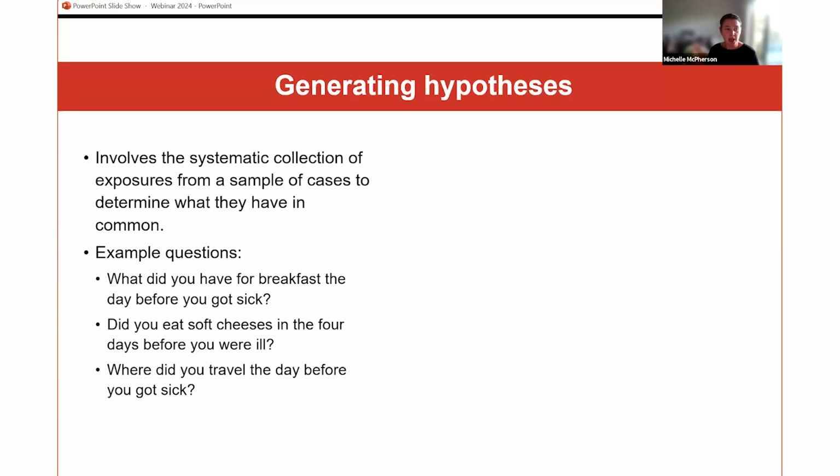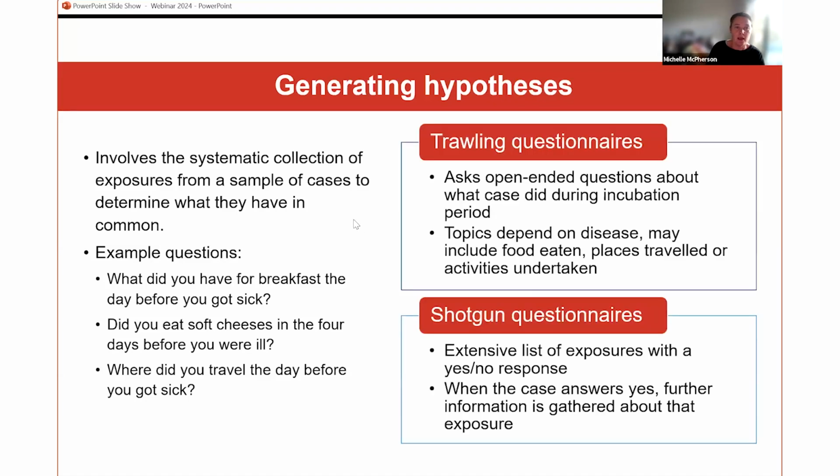Some of the questions we might ask, again, depending on the disease, will be, what did you have for breakfast the day before you got sick? Did you eat any soft cheeses in the 4 days before you were ill? Did you travel anywhere before you got sick? We typically have two types of questionnaires for this step. Trawling questionnaires, which asks open-ended questions, and you get lots and lots of information from those open-ended questions.